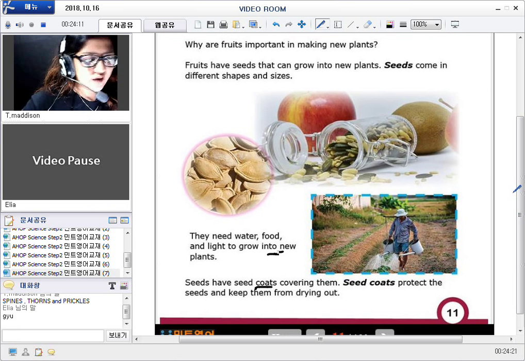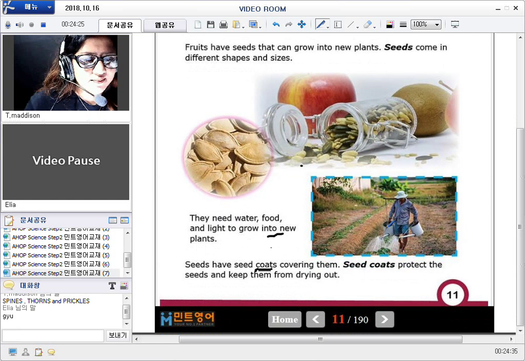Remember, the word is pronounced as coats. Coat. Coats. You mean the O sound. Okay, I see. Shall we move on to the next page, or do you have questions?